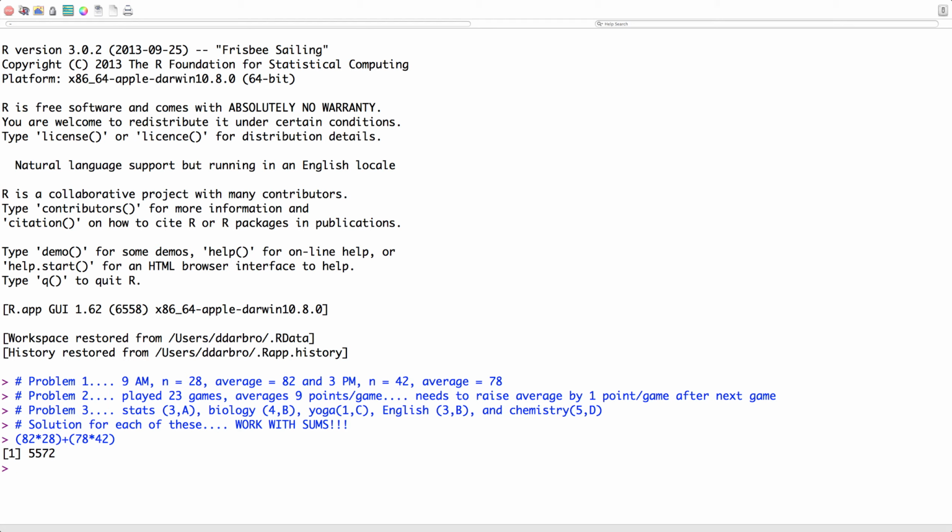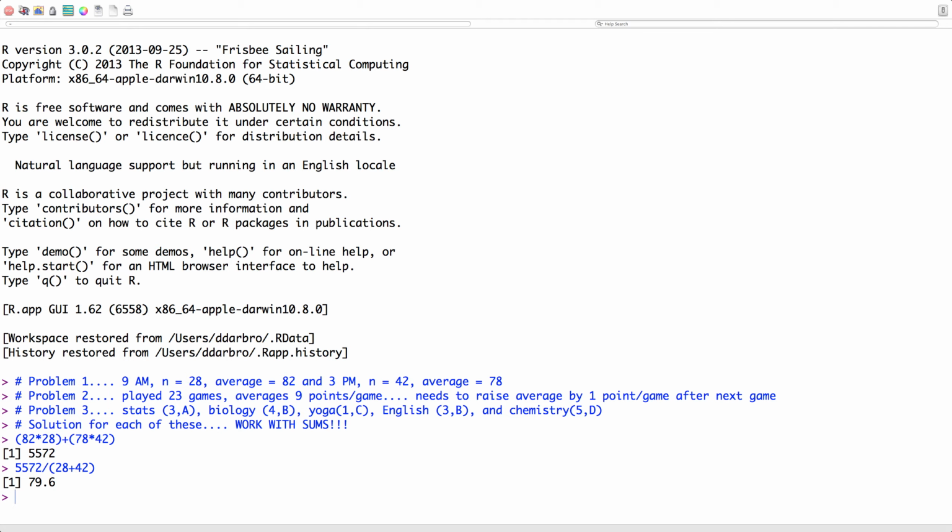So guys, I know now that the sum of the scores for both classes combined is going to be 5,572. Well, it would make sense that we take the sum of the scores for all of the students and we want to divide by the total number of students that we have. So I take 5,572, which is the sum of the scores for all the students, divided by the number of students that I have, and the average would be 79.6.